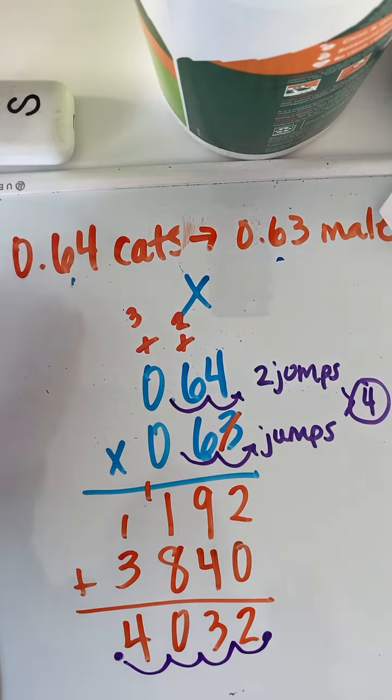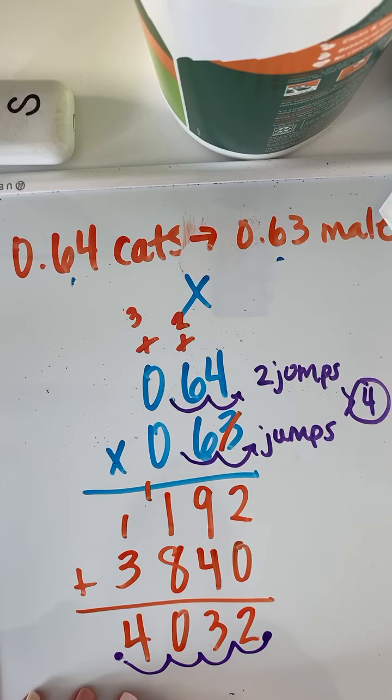So how many of those cats are actually male? Well, 4,032 10,000ths of them are male.